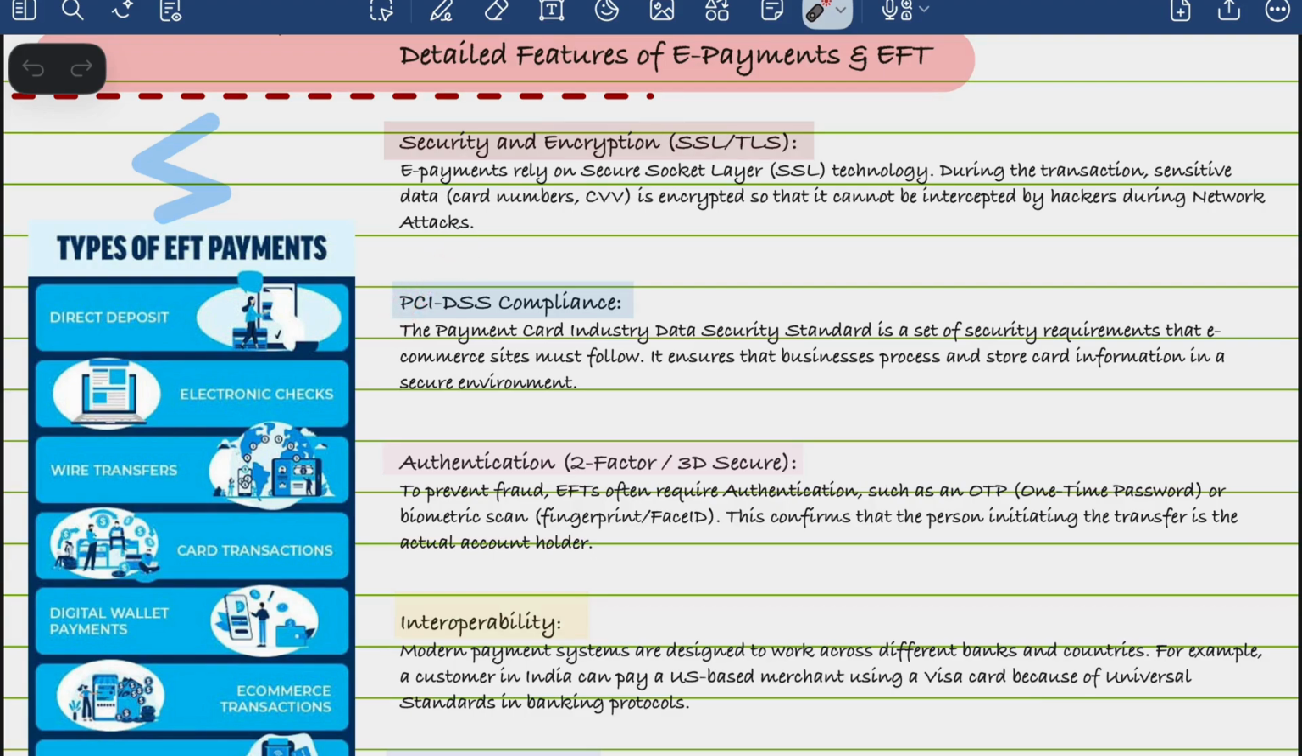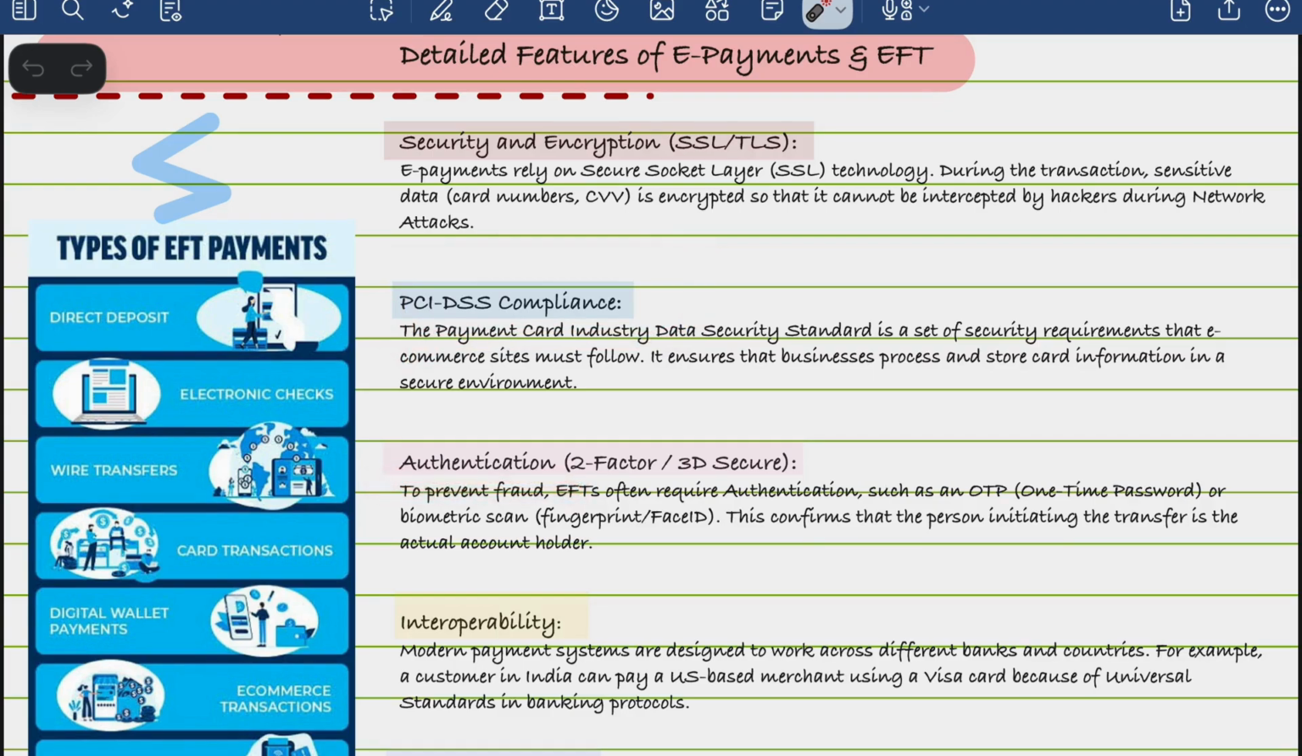Second comes PCI DSS compliance. This stands for the Payment Card Industry Data Security Standard. It is a strict, mandatory global compliance checklist. It ensures that any e-commerce site handling credit card data processes, transmits and stores it in a heavily fortified digital environment. What do I mean by fortified? That it is protected at such a level that no amount of cyber attack can overcome the fortification and get the data. All right, so this is the important feature.